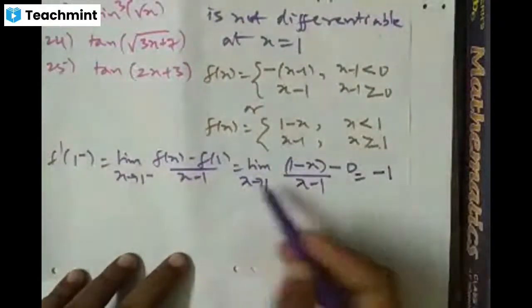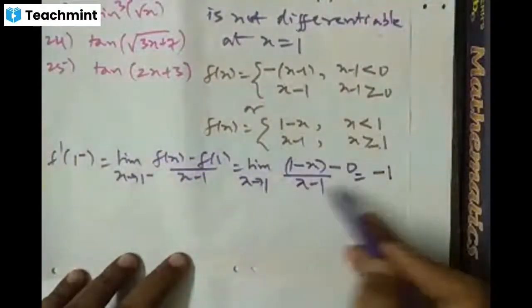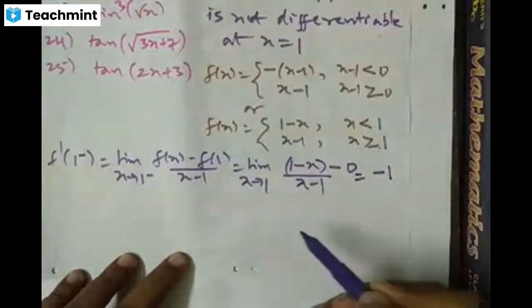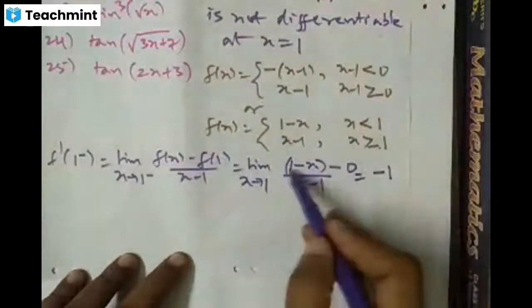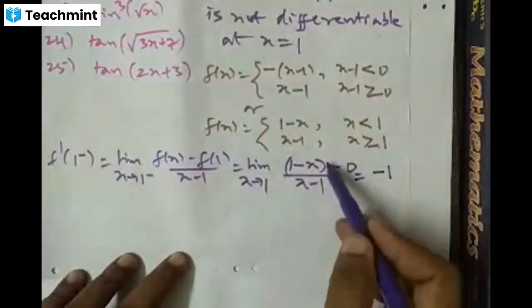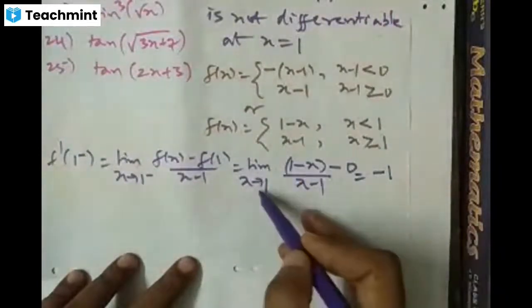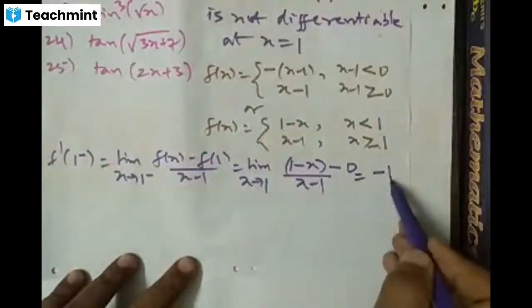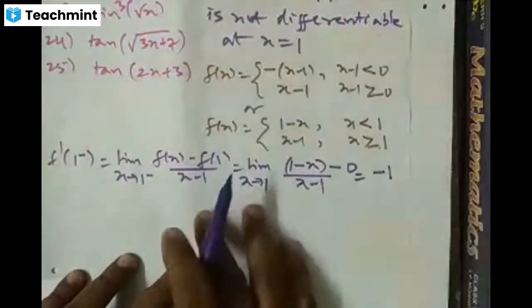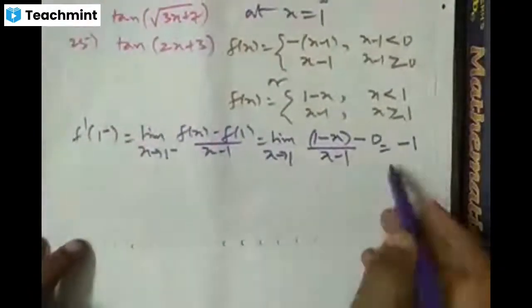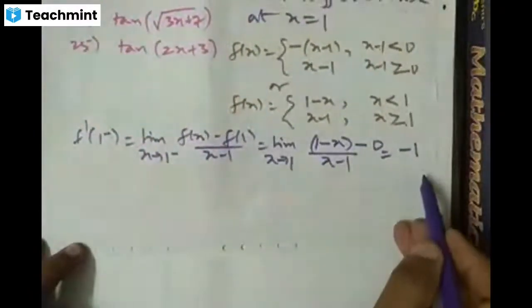I will write it directly. Limit of negative 1 as x tends to 1 is the constant negative 1 itself. Okay, just interchange these two, we get the negative sign, cancel out x minus 1 and x minus 1. We get limit of negative 1 as x tends to 1. Limit of a constant is the constant itself. I have written that directly. So we got the left hand derivative as negative 1.